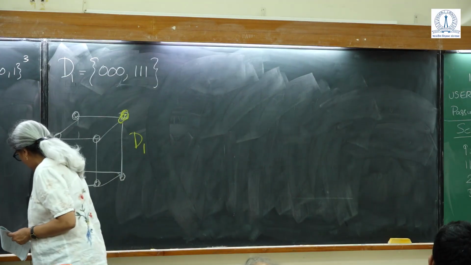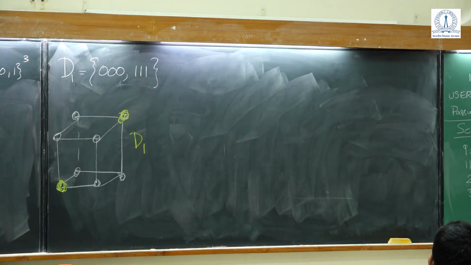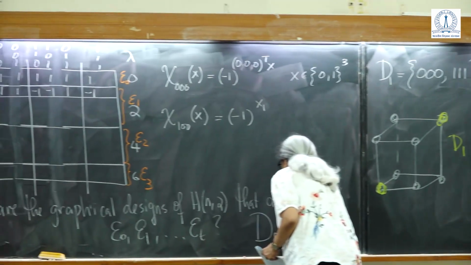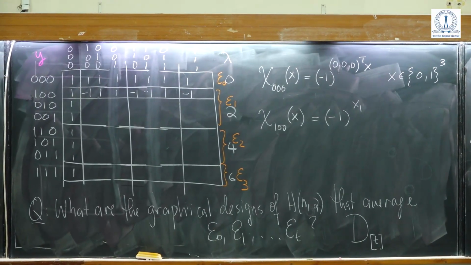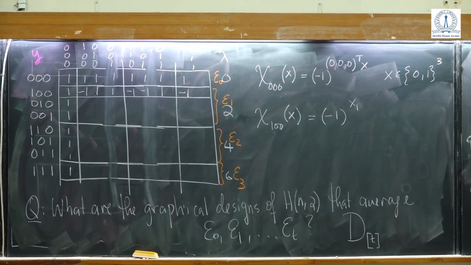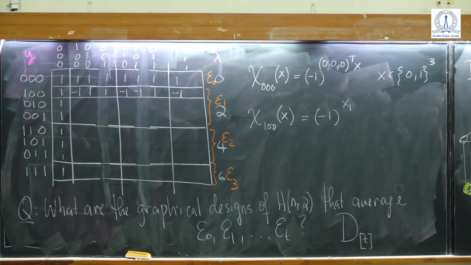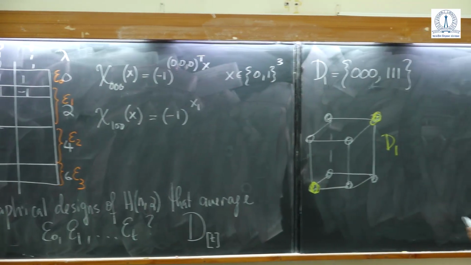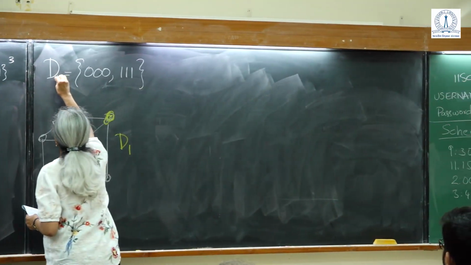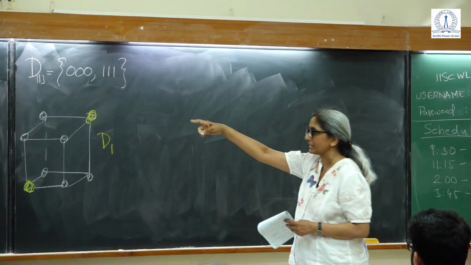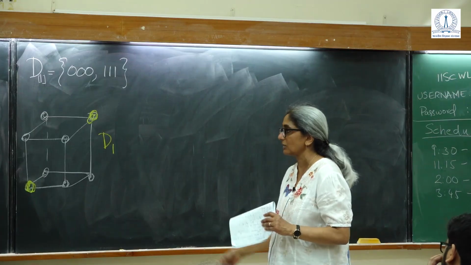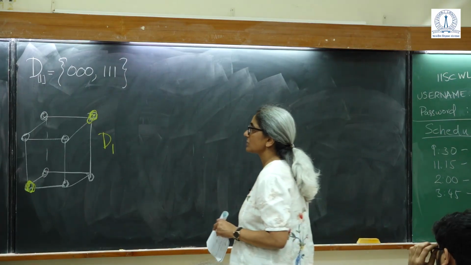So let me give a name to this. Let's call such designs D with the set T. That means that it'll average all eigenspaces indexed by everything in that set: E1, E2, E3, up to ET, okay? So this is a design that can average the first eigenspace. We didn't put down the whole thing. If you had, then you will see that the first one and the last one.